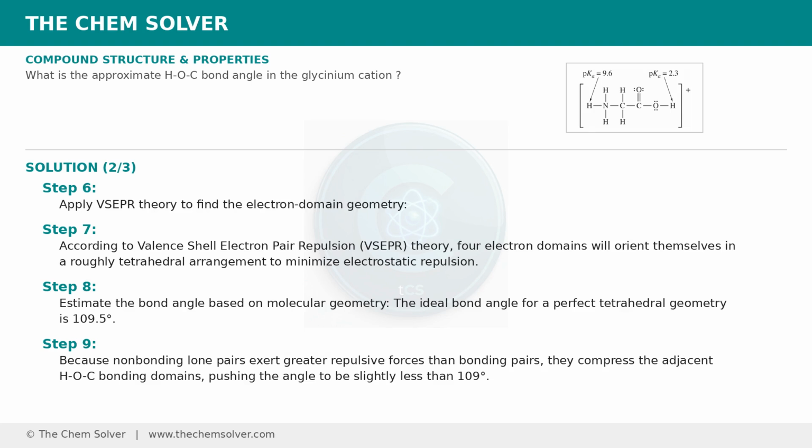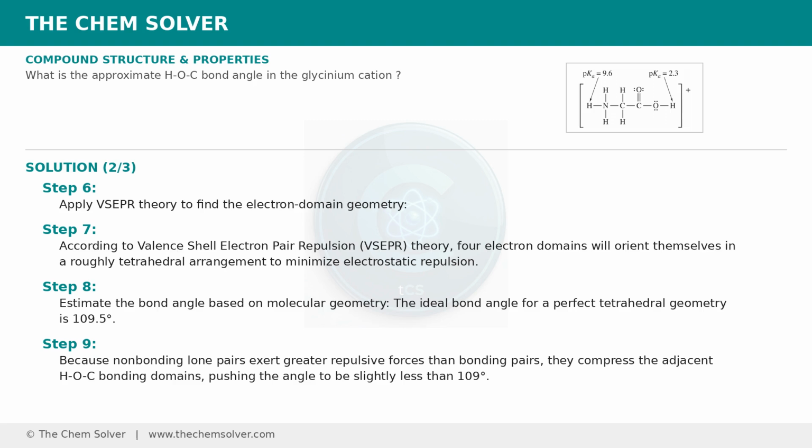Apply VSEPR theory to find the electron domain geometry. According to valence shell electron pair repulsion (VSEPR) theory, electron domains will orient themselves in a roughly tetrahedral arrangement to minimize electrostatic repulsion. Estimate the bond angle based on molecular geometry.